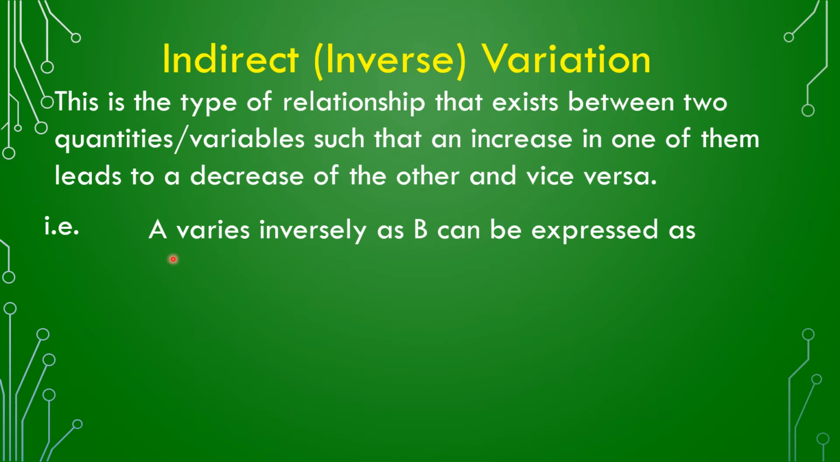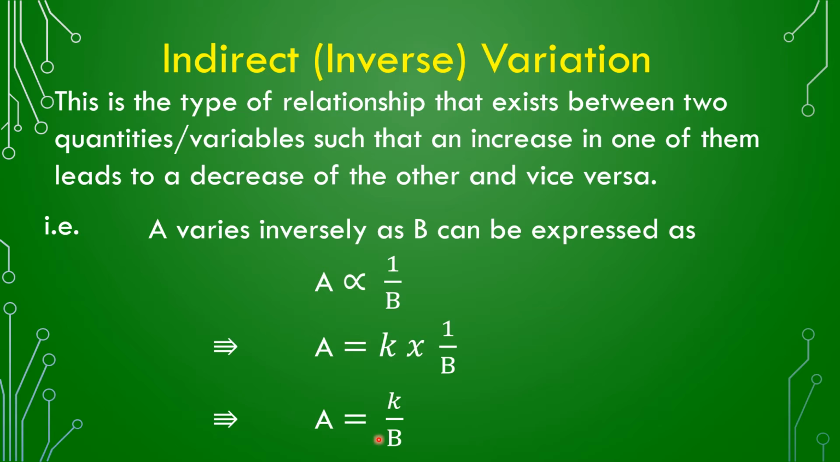Now, if we say A varies inversely as B, this can be expressed as A varies as 1 over B. Solving further, we have that A is equal to K times 1 over B. If you go further, we have that A is equal to K divided by B. Remember, this K here is the constant of proportionality, and you always solve for it first before you proceed with the question.